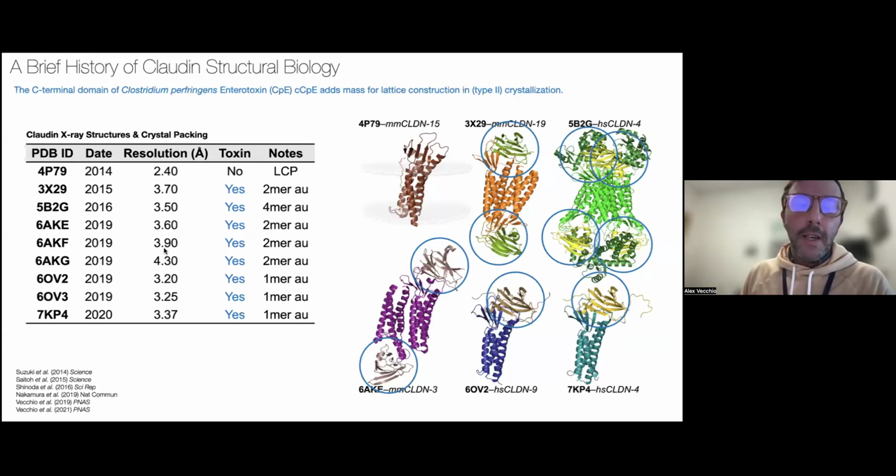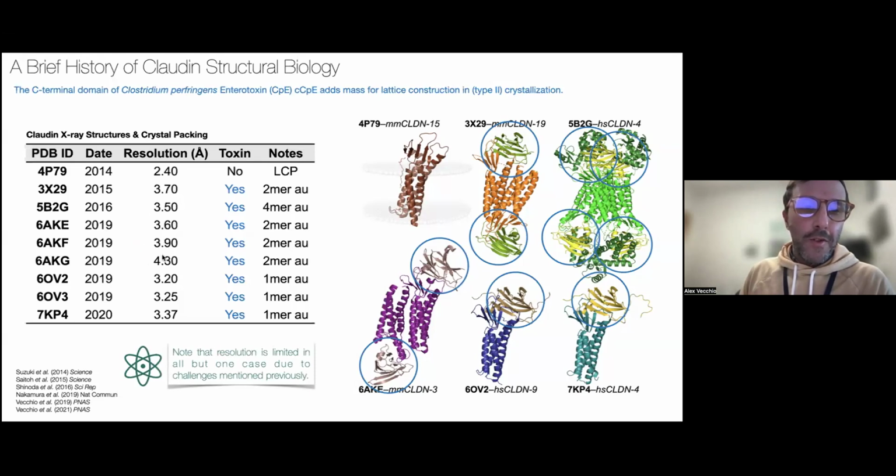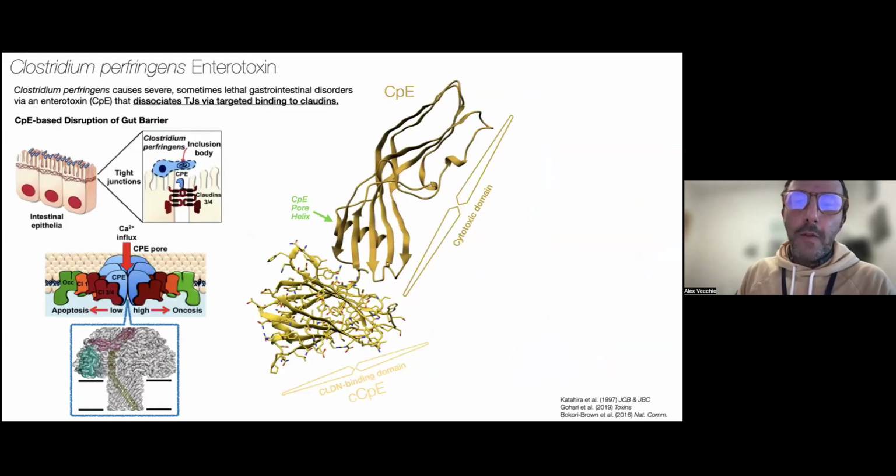But since then, crystallography has sort of stagnated because most of the claudins that bind this toxin with high affinity, the structures were determined. So we kind of had to come up with some new strategies, I would say. So just try to remember what resolutions we're talking about here when I start talking about this a little bit later.